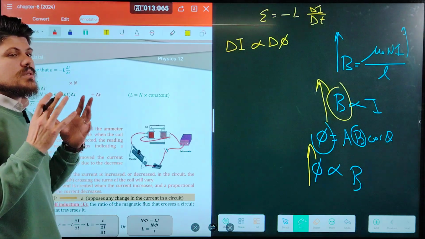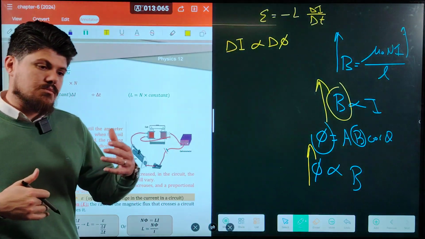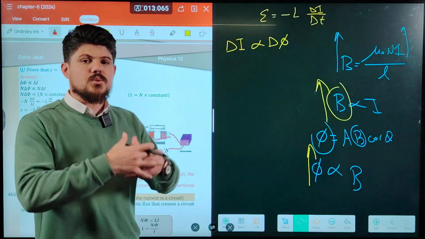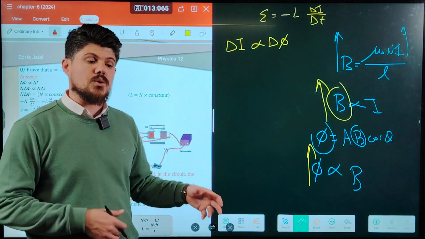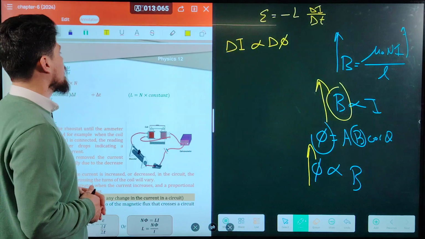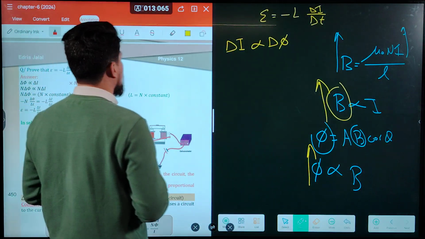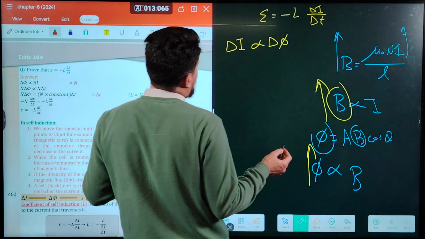When the variation of the current increases, what happened to the flux? Flux also increases. Why does flux increase by increasing current? Because the magnetic field increases by increasing current. Okay, delta I is directly proportional to delta flux.